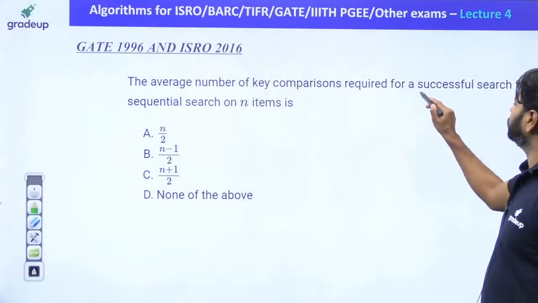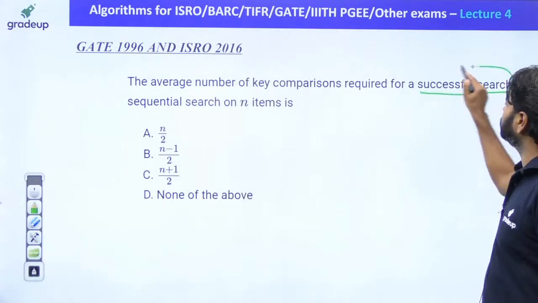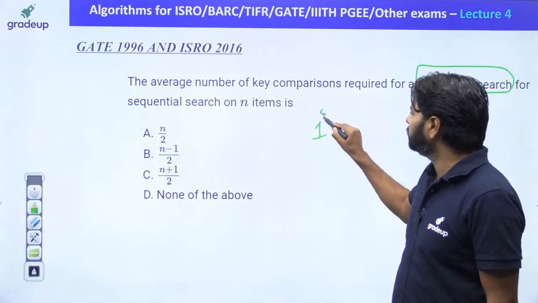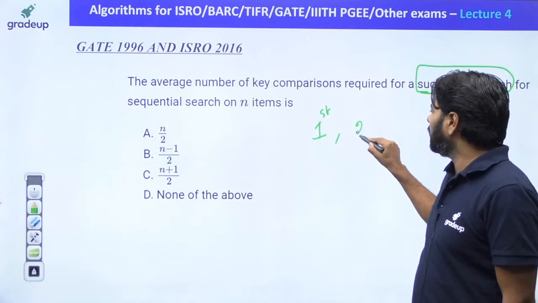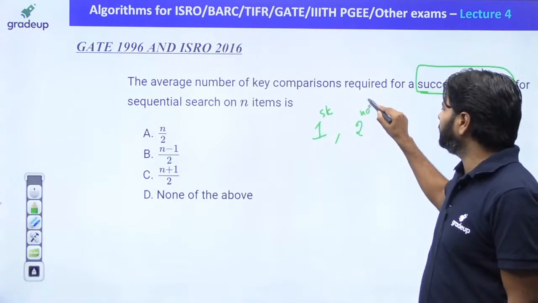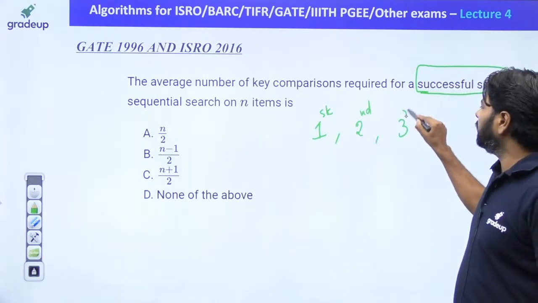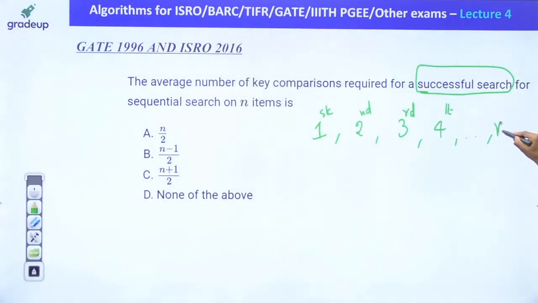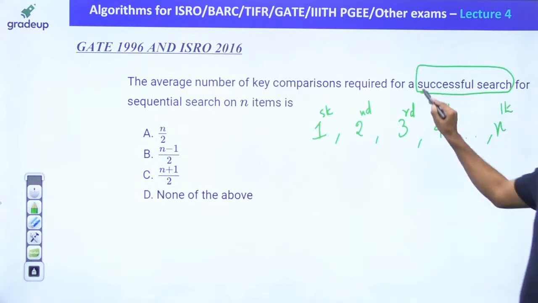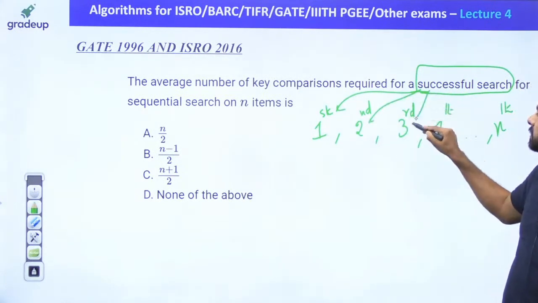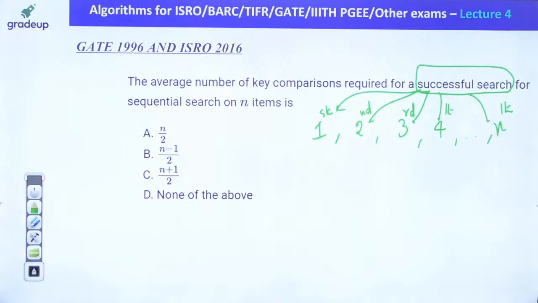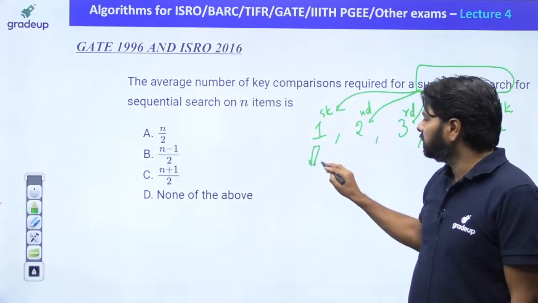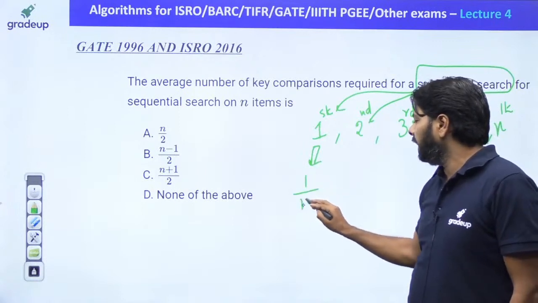And successful search. You need to focus on successful search. Maybe the first search you might be succeeding, or first you might fail. Maybe second you are succeeding. Third element might be. The fourth element might be. If there are n elements, nth element might be success. The success might come from any place. Any element can be your search key. If the first is success, that means 1 out of n.